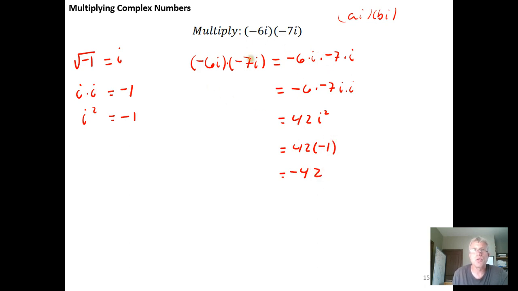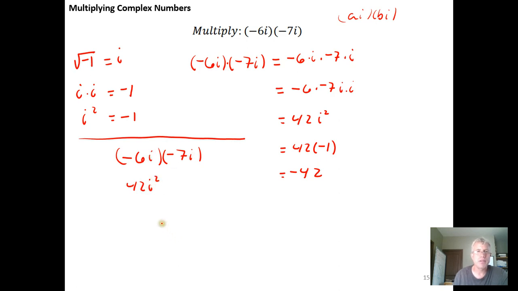I don't think I would usually show this level of detail. Probably in general, the amount of work I would show for something like this, we might look at this and recognize that we have negative 6 times negative 7 is 42, and we have I times I, which is I squared, but I squared is just negative 1, which is negative 42.